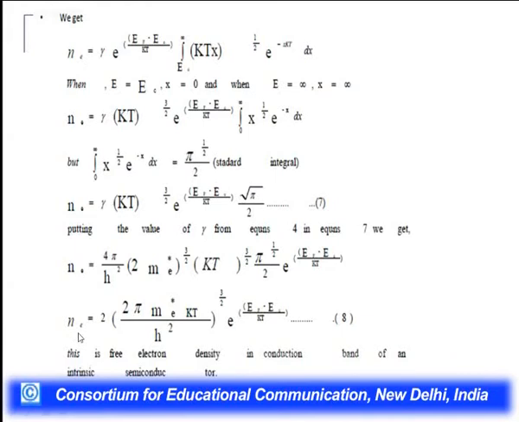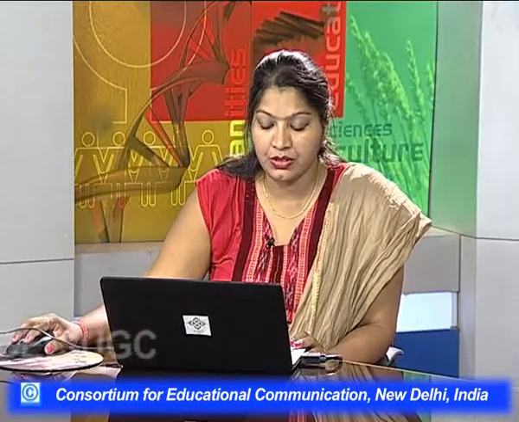Now the concentration of the electrons in the conduction band is Ne = 2 (2π me KT / h²)^(3/2) e^((EF − EC)/KT). Here, this is the term for the difference between the Fermi level and the conduction level, and this is the free electron density. This is the free electron density in the conduction band of an intrinsic semiconductor, which depends upon the temperature as well as the difference between the energy levels.